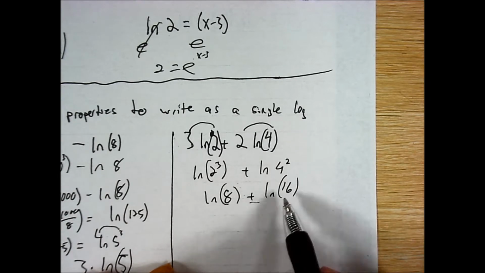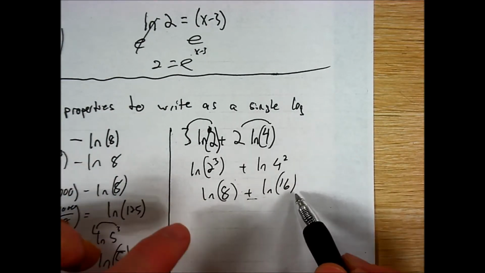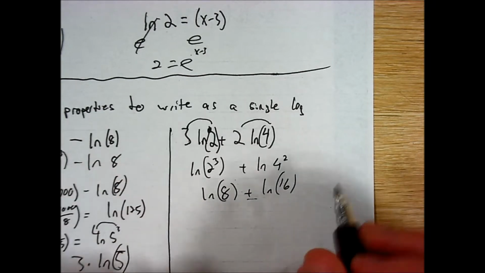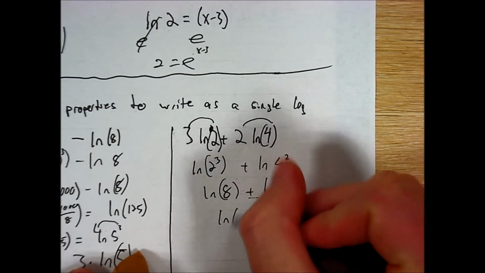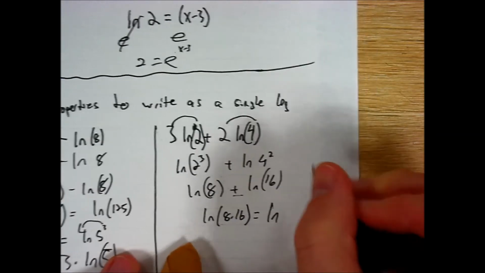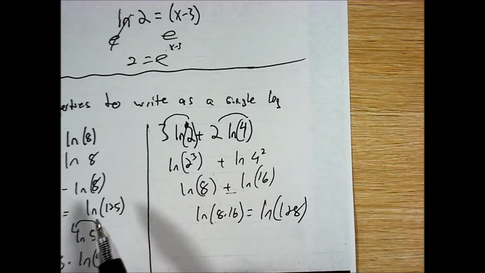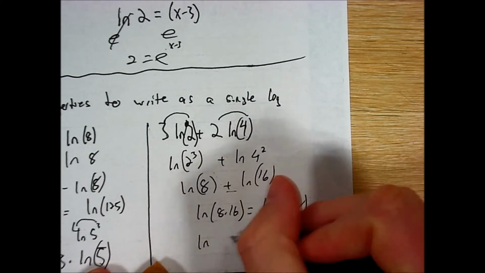The product property said that if we're multiplying them together, we can split them apart as additions. Well, we're going to reverse that, put them back together. Natural log of 8 times 16 is natural log of 128. And just like with this one over here, this 128 can be rewritten as a power. It is 2 to the 7th power. That was a tough one.